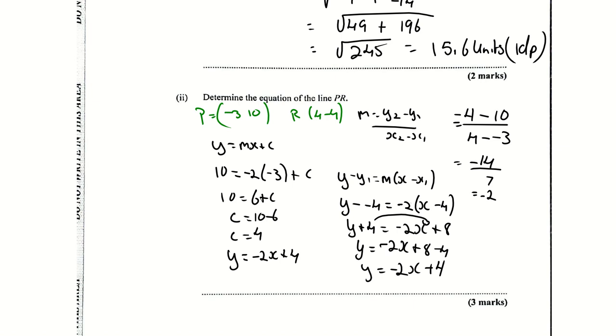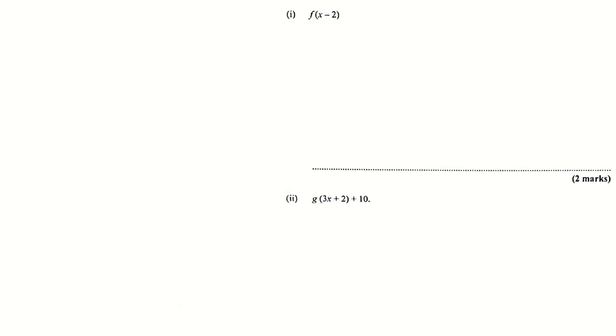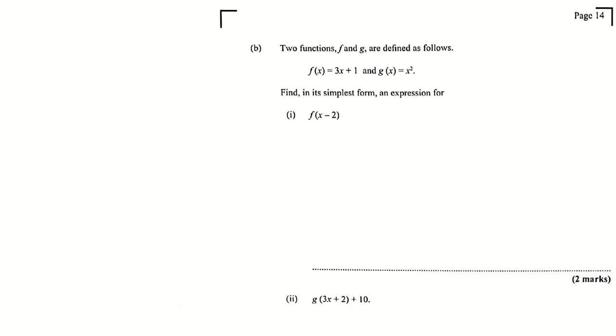Everyone understands this? Yeah, okay. Right, this one here, they gave us a function question. Find its simplest form. So they told you f of x is 3x plus 1 and g of x is x squared, or x to the power of 2. What is f of x minus 2?